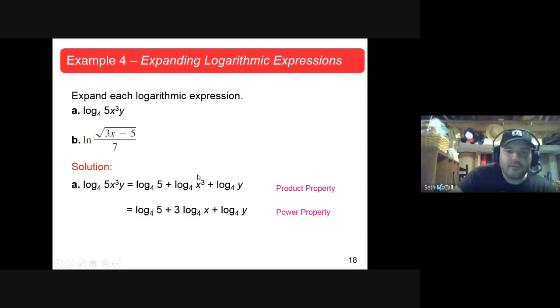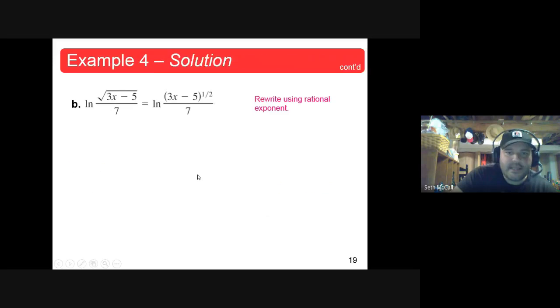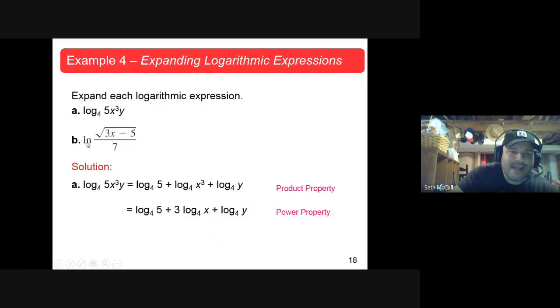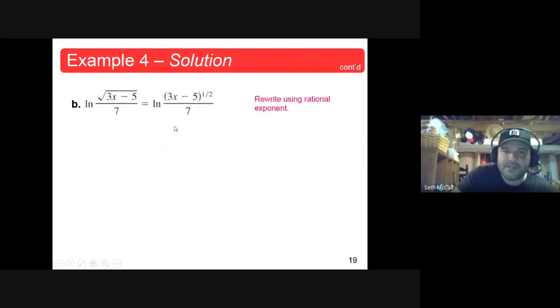All right, now moving on to part B, you can see that we have natural log, which is just log base e, of the square root of (3x minus 5) over 7. So this is a fairly complicated expression in that we have a little bit of cleanup work that we need to do before we can actually utilize the log properties. The first thing to do is to rewrite this square root as a power.